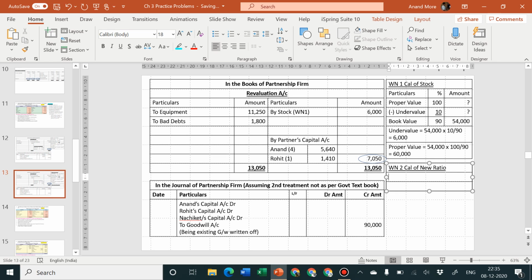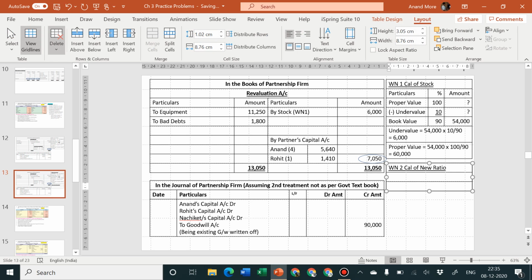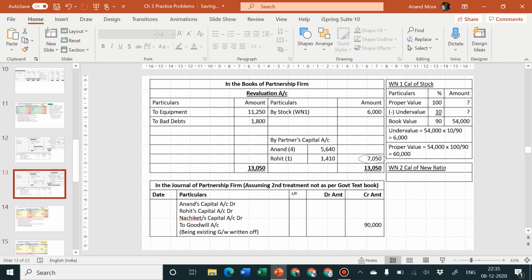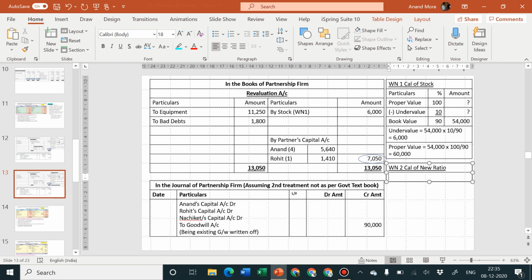Now they have told you that Mr. Nachiket is admitted for a particular share. What is the share he is admitted for? Look at the problem, adjustment number 5. Nachiket will introduce rupees 1,20,000 for 2/5 share of the firm. So Nachiket's share is step number 1. I am writing short form: N's share is equal to 2/5.